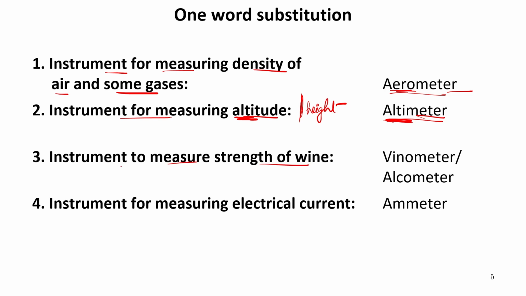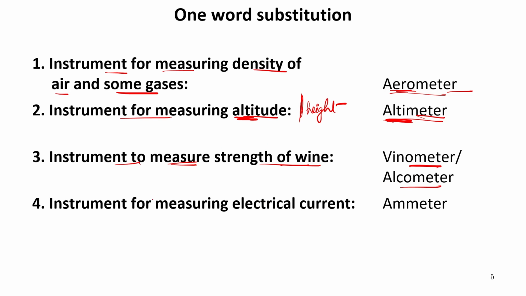Now the third one is instrument to measure strength of wine. So there is an instrument which calculates the strength of wine. That means what is the content of alcohol in that liquid, or actually in a person who has consumed that alcohol. So they calculate what is the content of that alcohol in a person. So that is actually the measure of strength of wine. So this instrument is known as vinometer and alcometer as well.